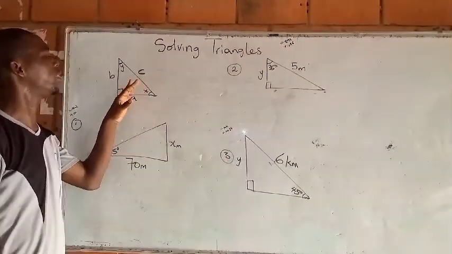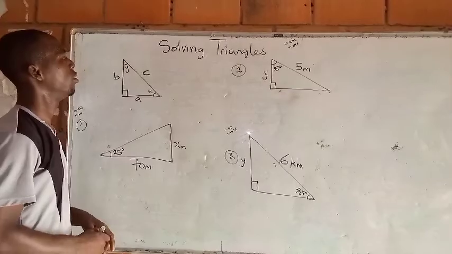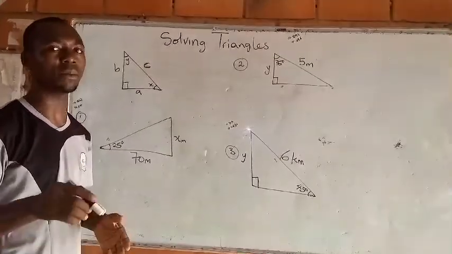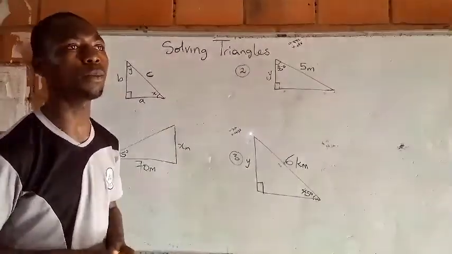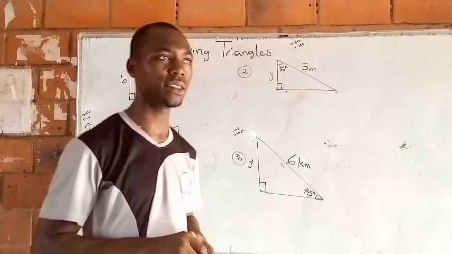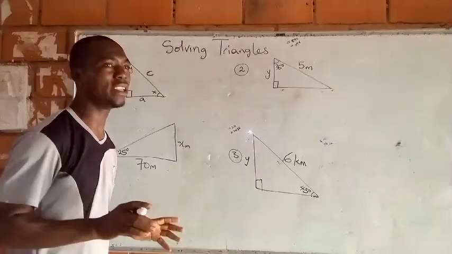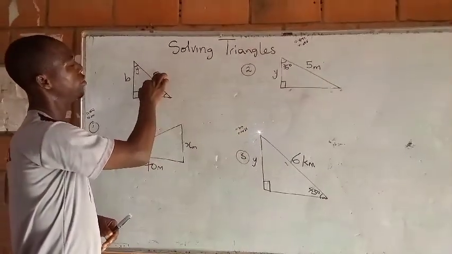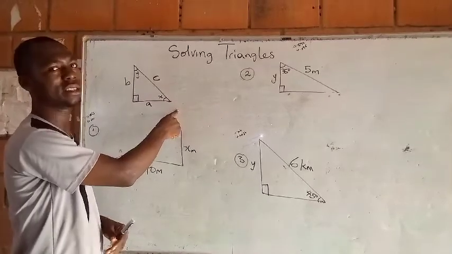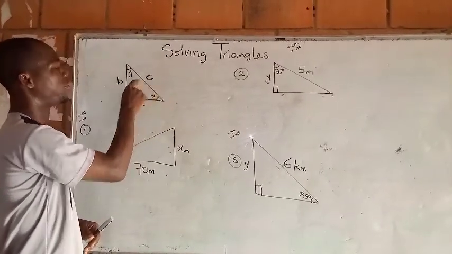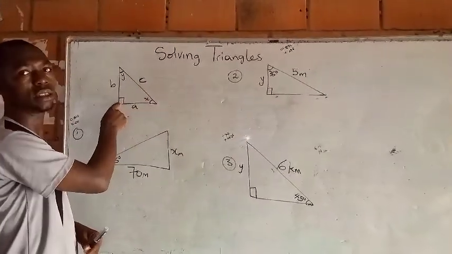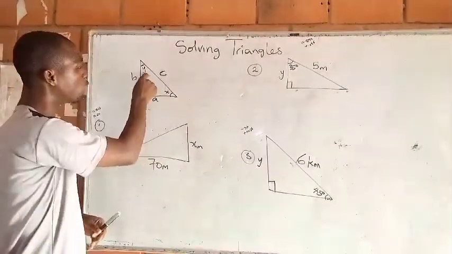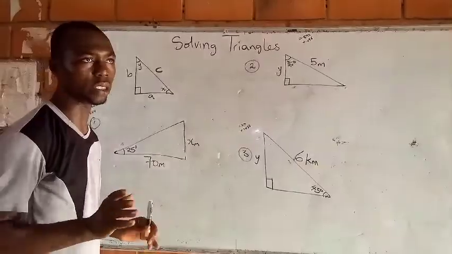When you have a right angle triangle, the first thing you need to do is to be able to identify where your hypotenuse is, where your opposite is, and where your adjacent is. And they are very, very easy to locate. Your hypotenuse is always the longest side, and it is the side that faces angle 90 degrees. Now, the opposite and adjacent depend on which of these two angles you are dealing with.